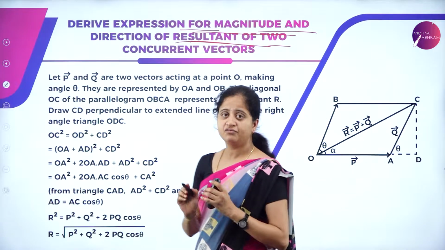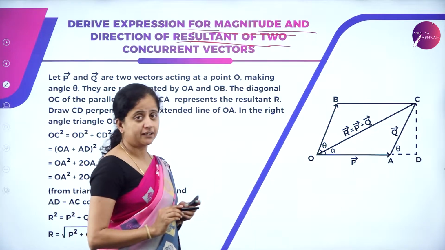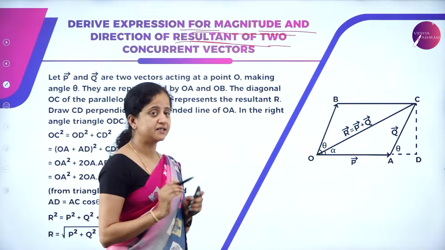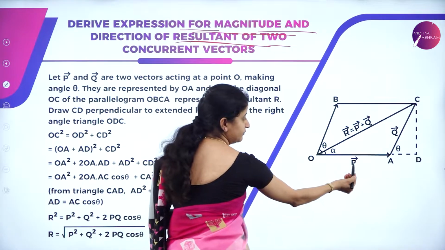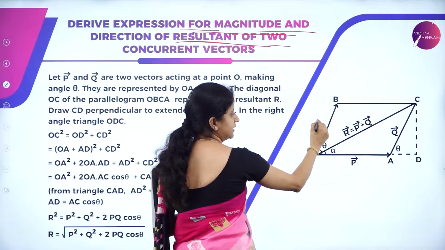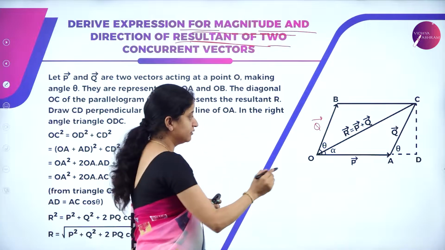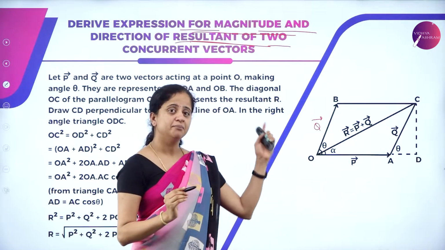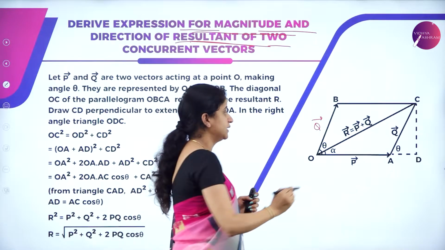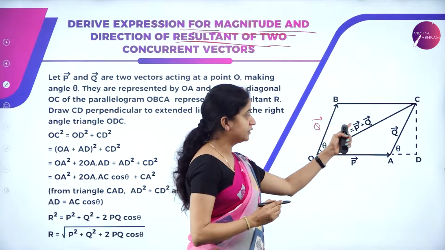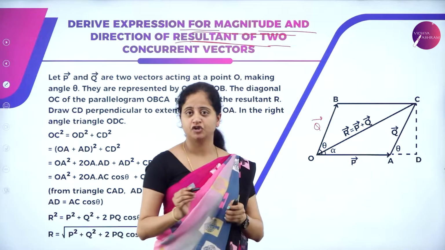For that, first we have to draw the diagram. Here we have considered the parallelogram law of vector addition. Here P is one vector and Q is the other vector. We can also write Q here. The resultant of these vectors is given by the diagonal, as we have studied in the parallelogram law of vector addition. So the resultant is given by vector r, which is equivalent to the sum of vectors p and q.